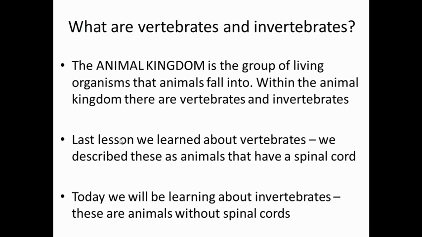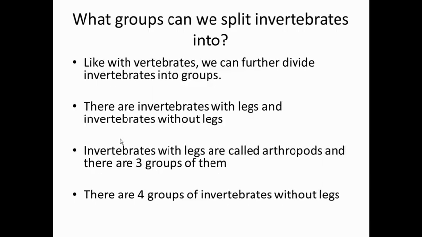So, quick recap of the difference between vertebrates and invertebrates from last lesson. The animal kingdom is the group of living organisms that animals fall into. Within the animal kingdom, there are vertebrates and invertebrates. Last lesson we learned about the vertebrates, which are the animals that have a spinal cord. Today, we're going to be focusing on the groups of invertebrates, so they're animals without the spinal cord. I know some of you are probably thinking what animals don't have spinal cords. Actually, there are quite a few, and we'll talk about them in a minute.